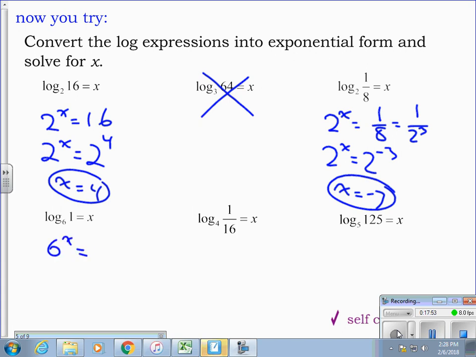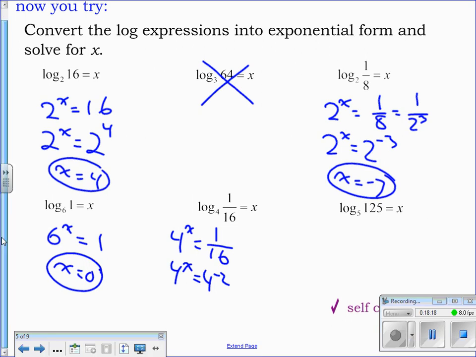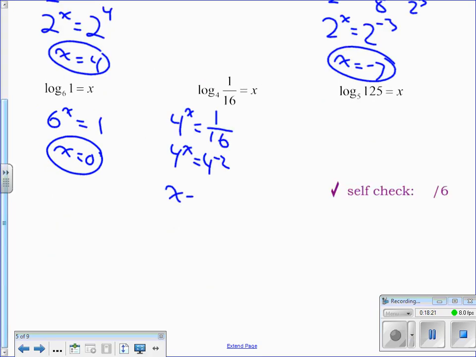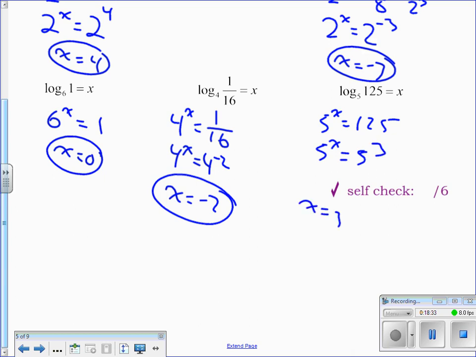6 to the x is equal to 1, so x equals 0. Zip, zilch, nada. Big bagel, big donut, but not a beignet. 4 to the x is equal to 1 over 16. So 4 to the x is equal to 4 to what power? Negative 2 power. So that means x equals negative 2. And 5 to the x is equal to 125. 5 to the x is equal to 5 cubed. So x equals 3.